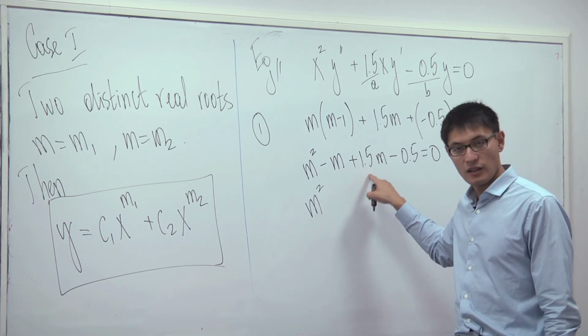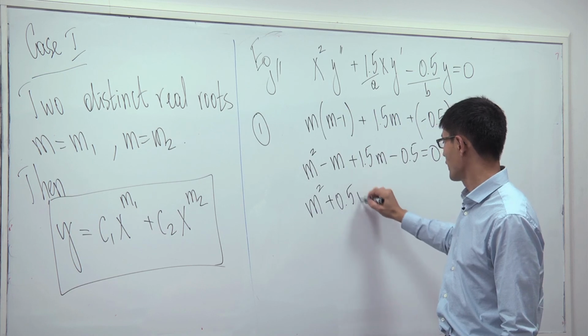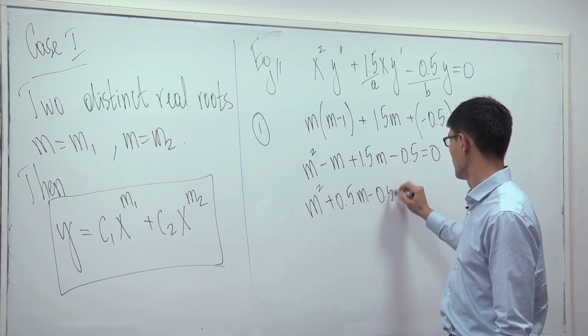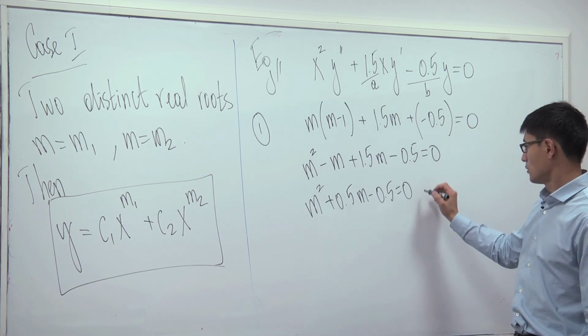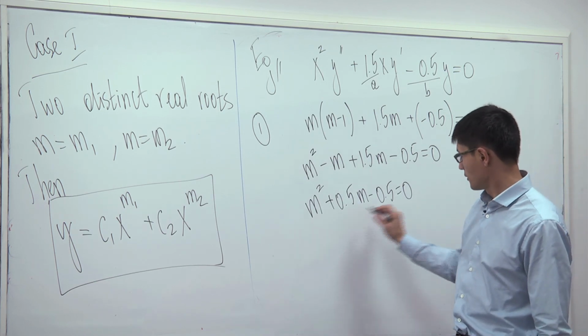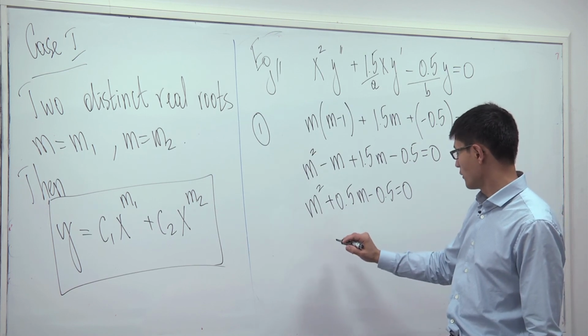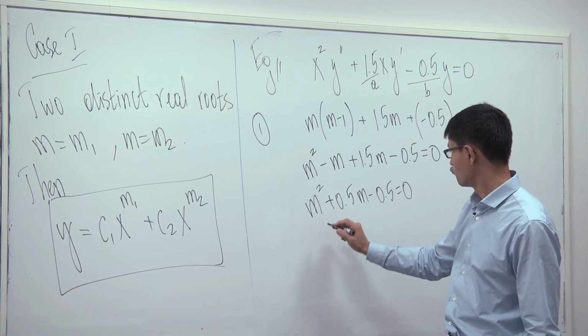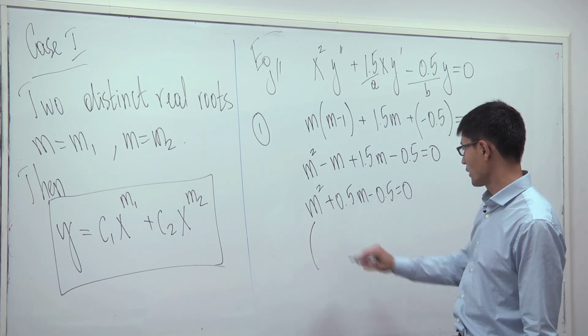Minus m plus 1.5m gives us plus 0.5m. So this is a quadratic equation. Let's try to factor it. So how can we factor it?